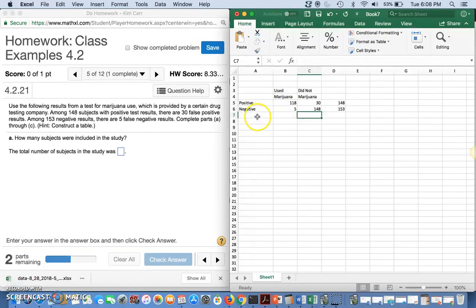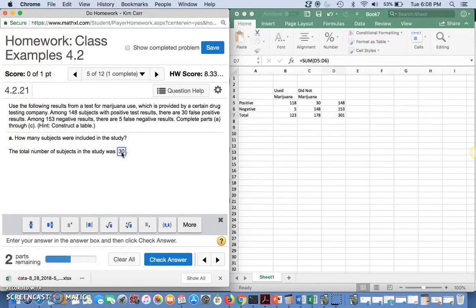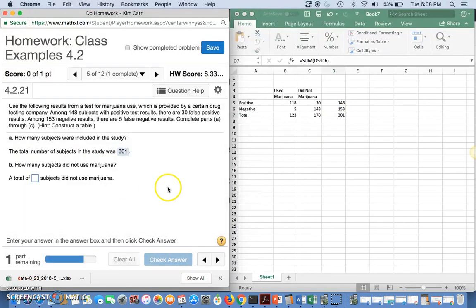Now, it does ask for the total number of subjects, so let's total our columns real quick. Equals sum through that, and I can just say Command C, and I do this, Command V, and I get a total. So how many do I have in all? I've got 301. That is the grand total there. So the total number of subjects is 301. Okay, how many subjects did not use marijuana? Those that did not use marijuana is 178.